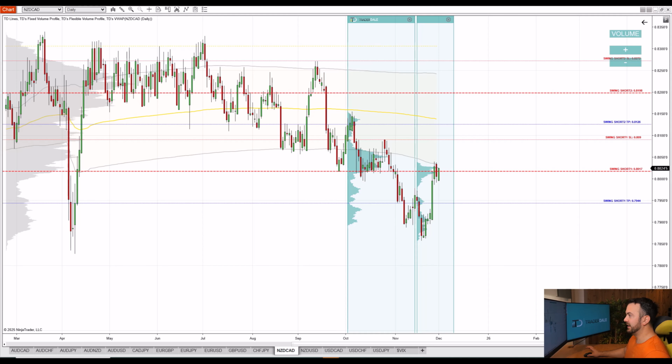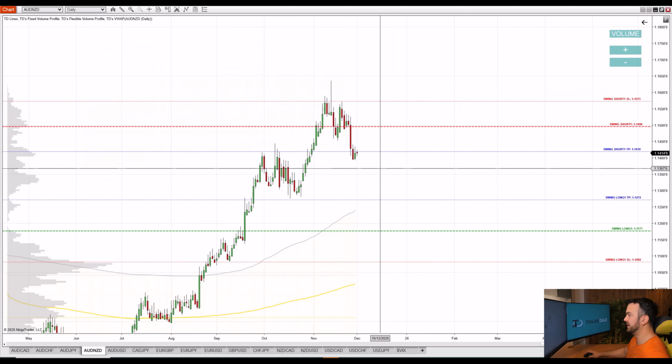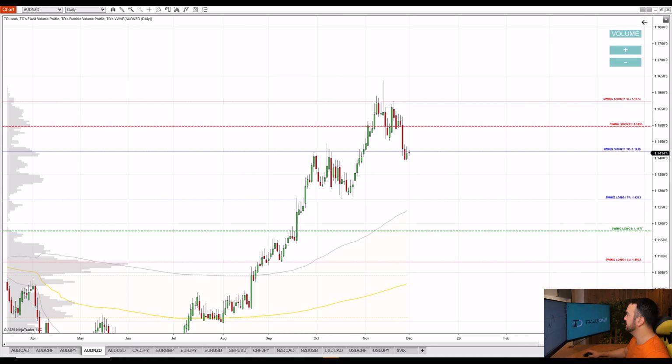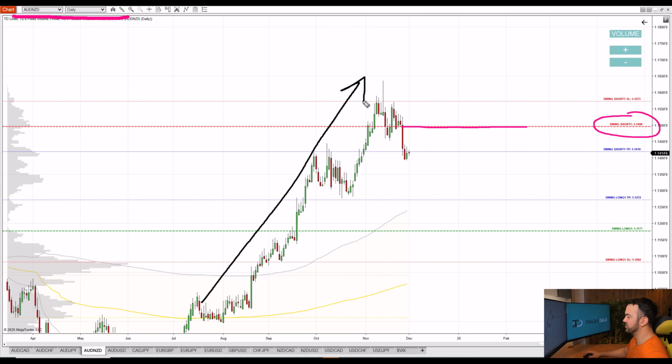Alright, so that's for the New Zealand dollar, Canadian dollar, and the next one is the Australian dollar, New Zealand dollar. In here again you see a daily chart of the Australian dollar, New Zealand dollar, and there's a new short level that formed recently at 1.1496 right here. Now, up until now, the Australian dollar, New Zealand dollar was in a strong uptrend, but now it seems like that uptrend might be over.